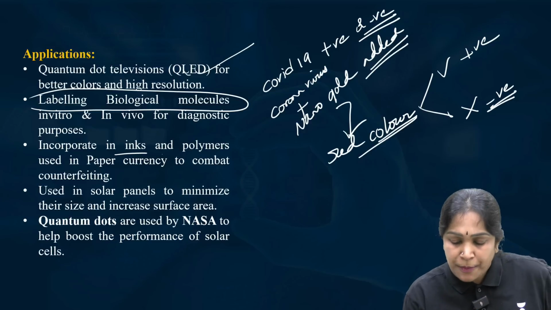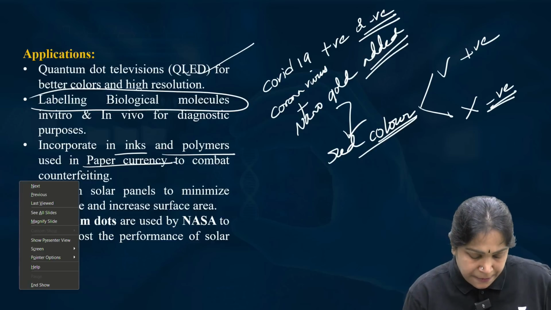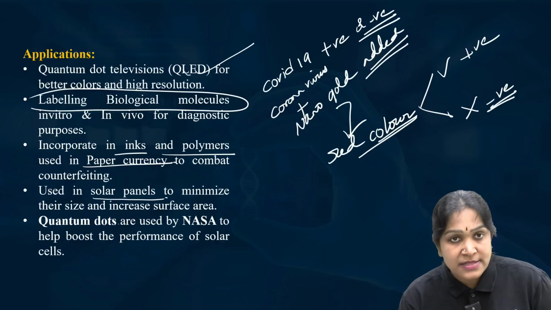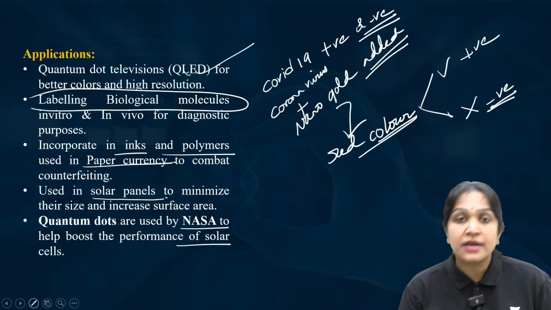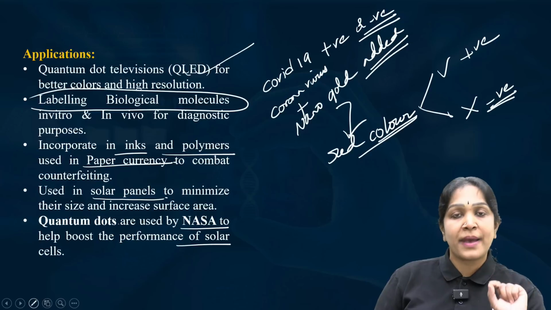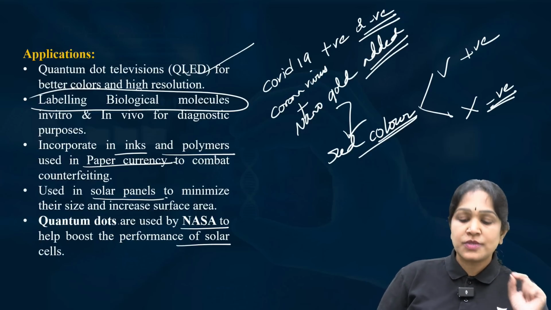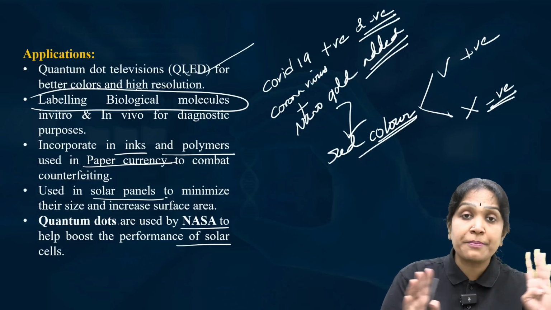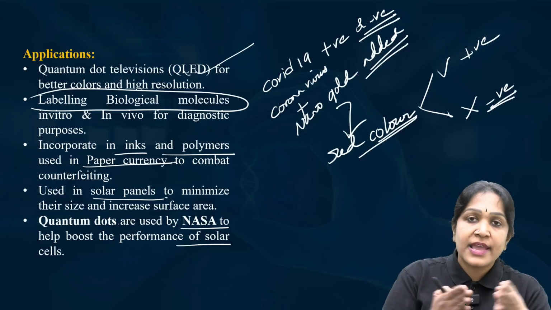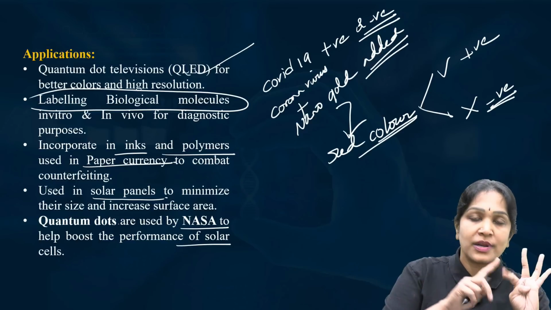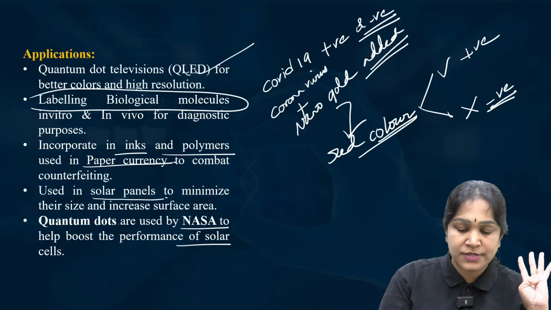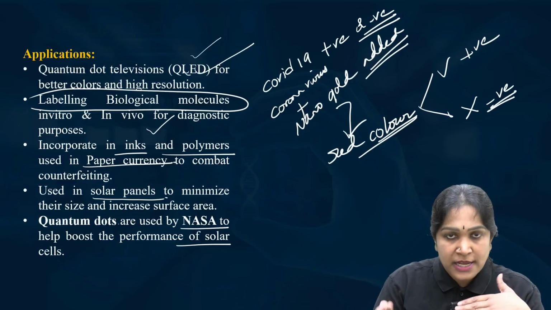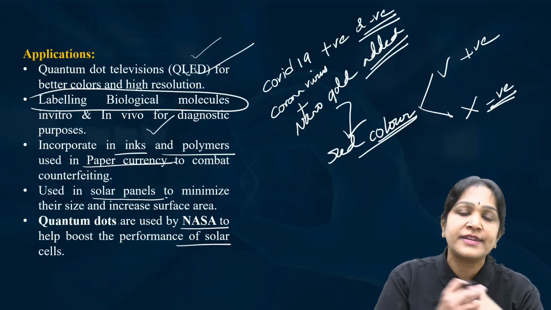Inks and polymers in the paper currency. And then used in the solar panels. NASA also used quantum dots in the solar panels in its spacecrafts. So these are the applications. I repeat, due to their bright colors, not only bright colors, an unlimited range of colors, so many colors, you will get a better resolution. So we can use them in QLED TVs. We can also use them in labeling biological molecules, like in diagnostic tests.